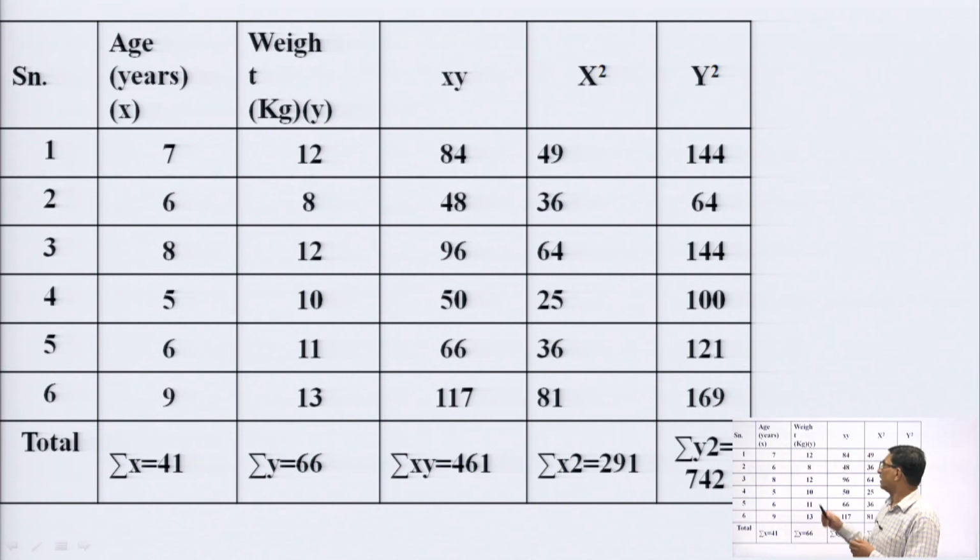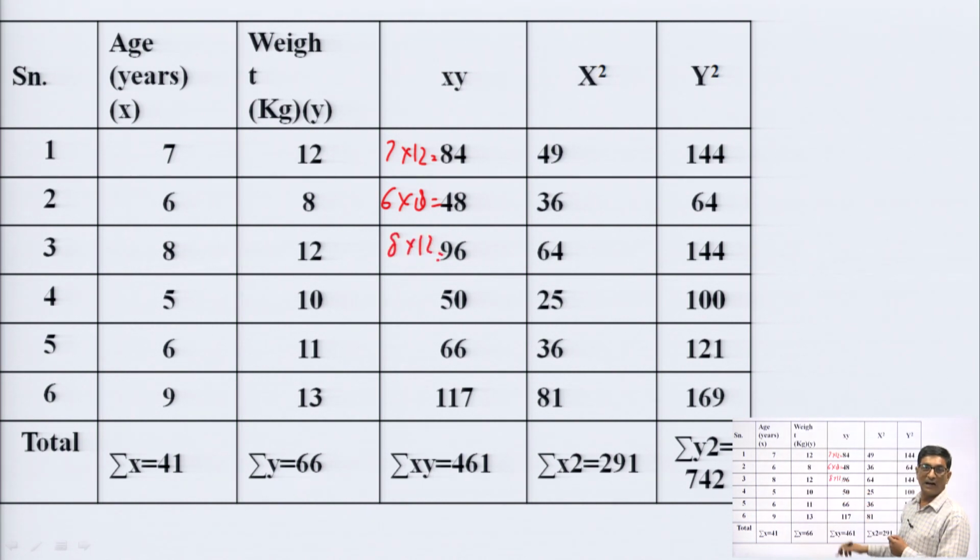First we write the values of age in the first column and take it as x as it is the independent variable, and then find the sum. This is summation x, which is 41. Then we write the weight in the second column and take it as y as it is the dependent variable, and we find summation y is 66. Then we find the product xy. Product of xy means 7 into 12, that is 84, 6 into 8 is 48, 8 into 12 is 96 and so on.